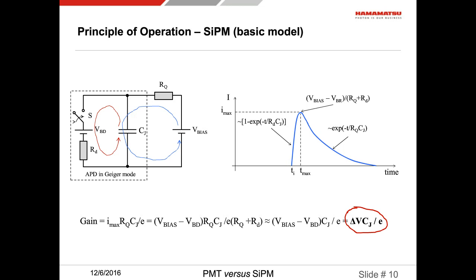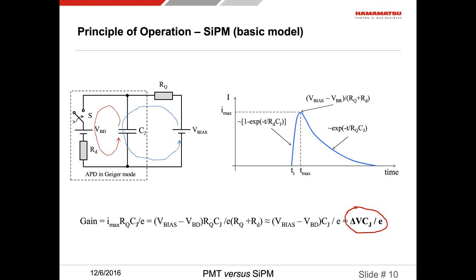Externally to the SiPM microcell, we have a quenching resistor. As mentioned before, its role is to quench the avalanche. And an external bias voltage. In a ready state, the switch is open, and the bias voltage is above the breakdown voltage by a few volts. That voltage we call overvoltage. The junction capacitance is fully charged to the voltage V bias. When a photon comes in and triggers the avalanche, the switch closes.